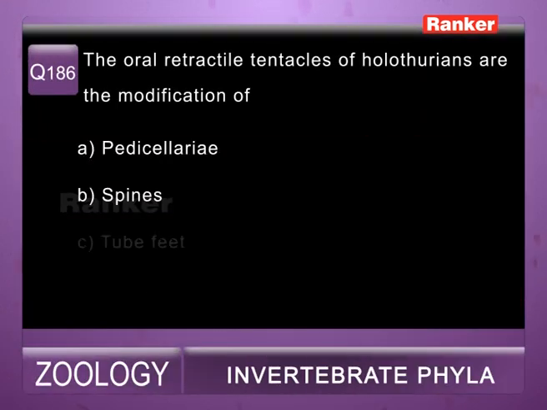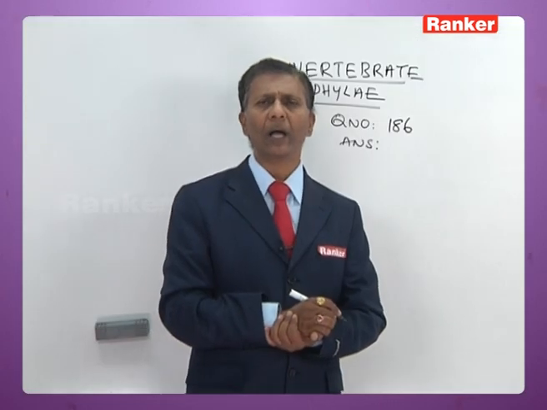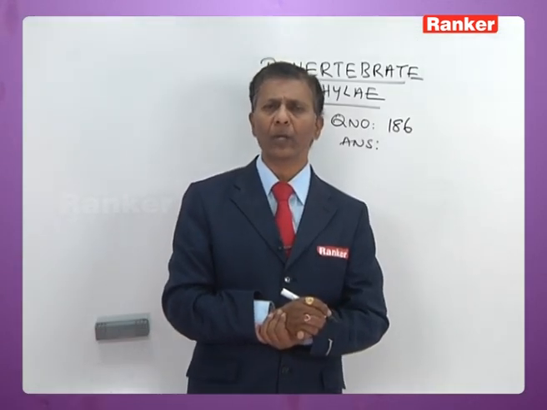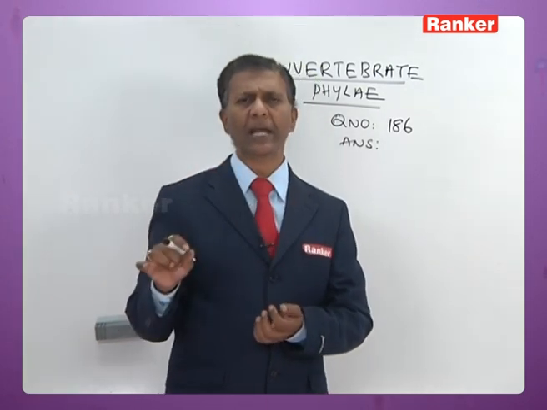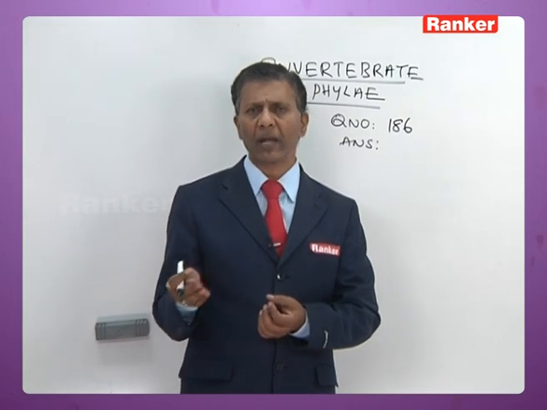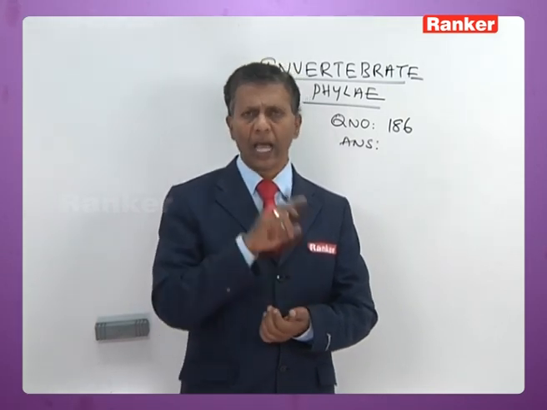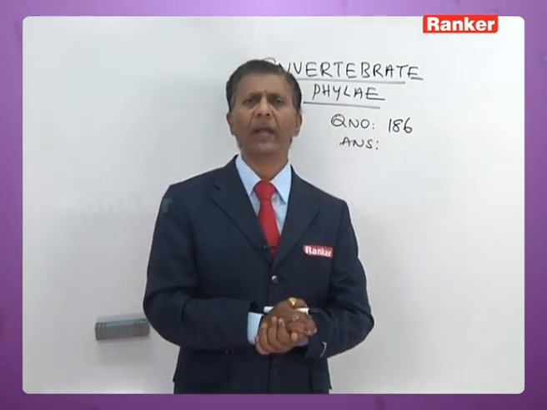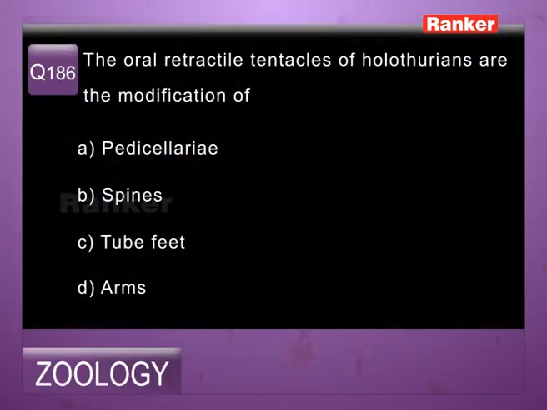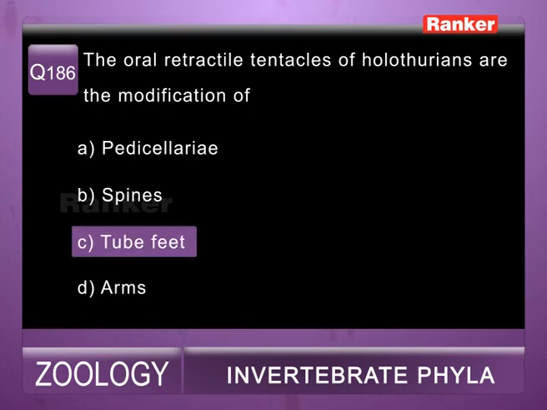Now 186 question here now, the oral retractile tentacles of Holothurians are the modifications of A. Pedicellariae, B. Spines, C. Tube feet, D. Arms. In Holothuridia, the tube feet are modified into retractile oral tentacles. They have got elongated or subcylindrical body. Mouth is present at one end and anus at the opposite end. Around mouth there are retractile oral tentacles and they are the modified tube feet, you know. So 186th question, correct answer is C. Tube feet.